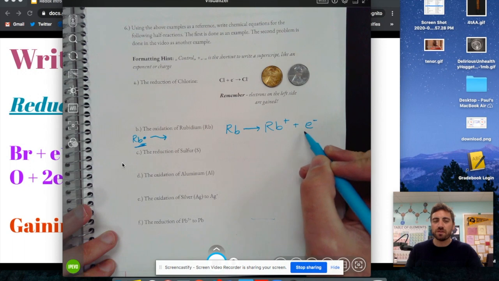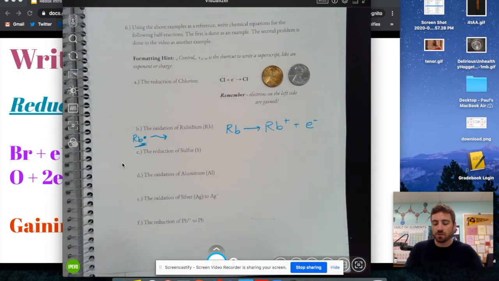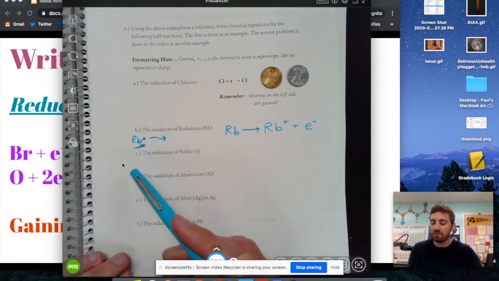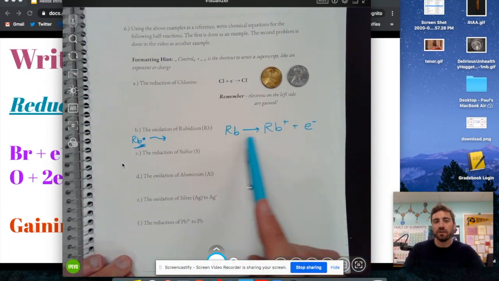Okay, so make sure you're thinking about how many valence electrons it starts with, whether it gains or loses, and how many. It's just kind of a new, more formal way to write that, but the idea should be pretty familiar to us from earlier in the school year.